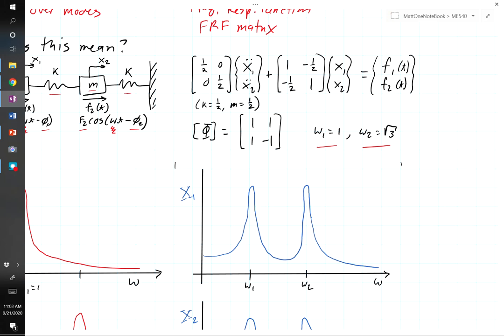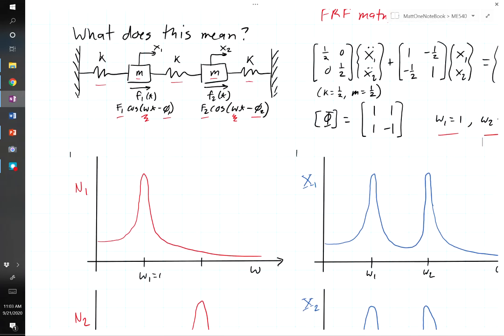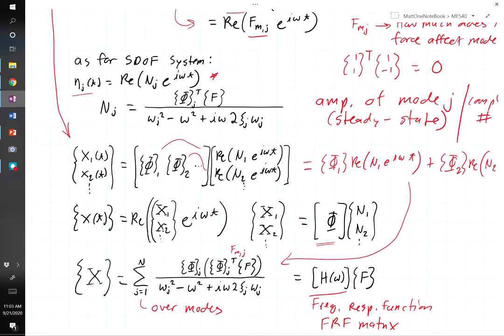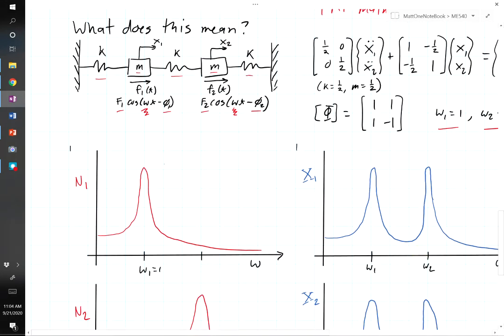Okay, so we plug all of this in, and what will we get? Well, just schematically, this equation up here is going to tell us the complex amplitude of each of the modes.